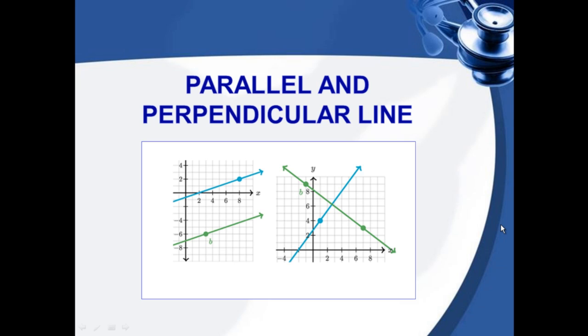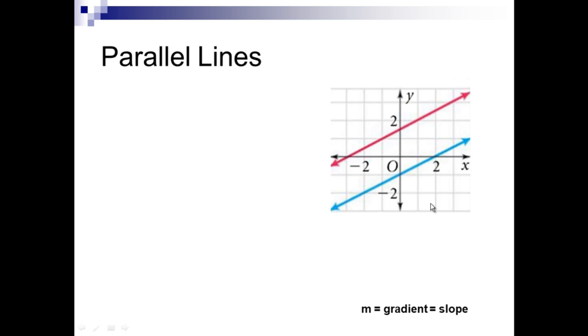After we studied gradient and the equation of a straight line in part 1, now in part 2 we will study parallel and perpendicular lines. The characteristics of parallel lines are: first, the lines never intersect. Second, the lines stay the same distance apart forever.